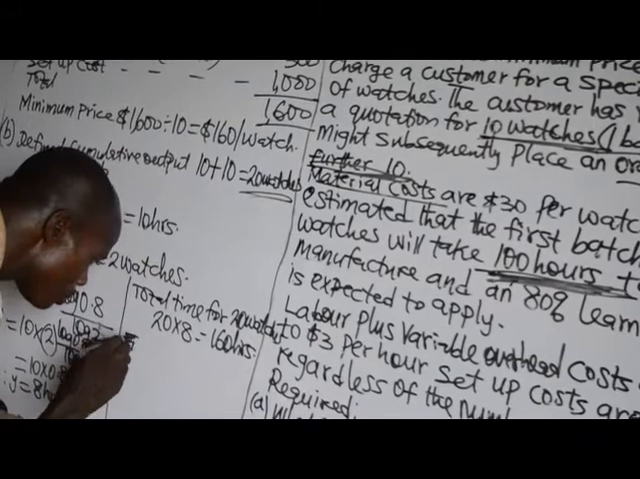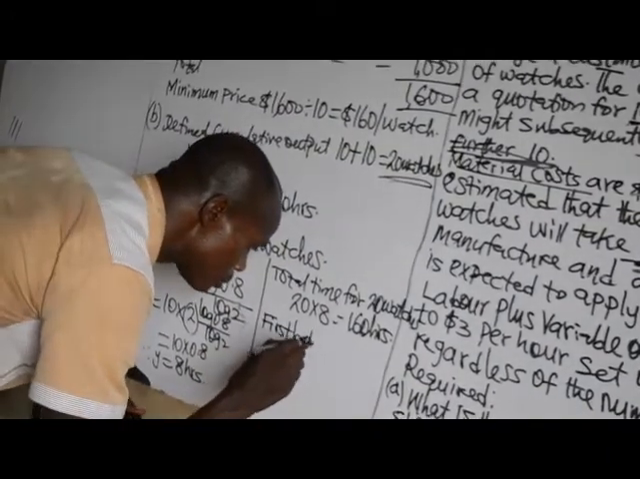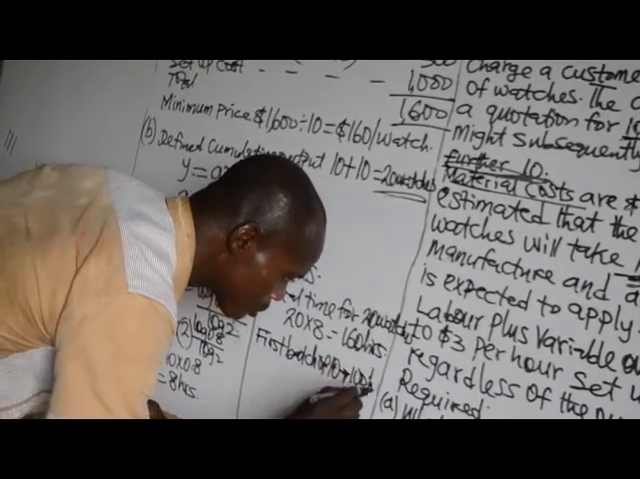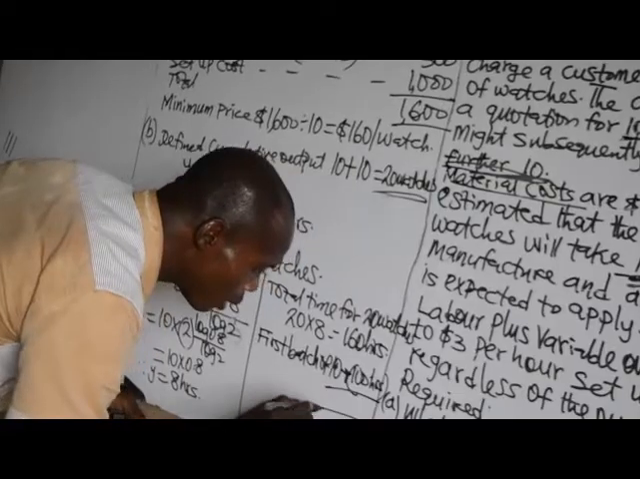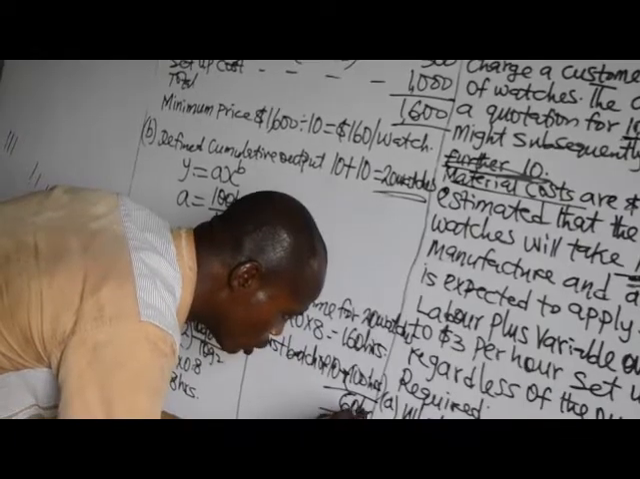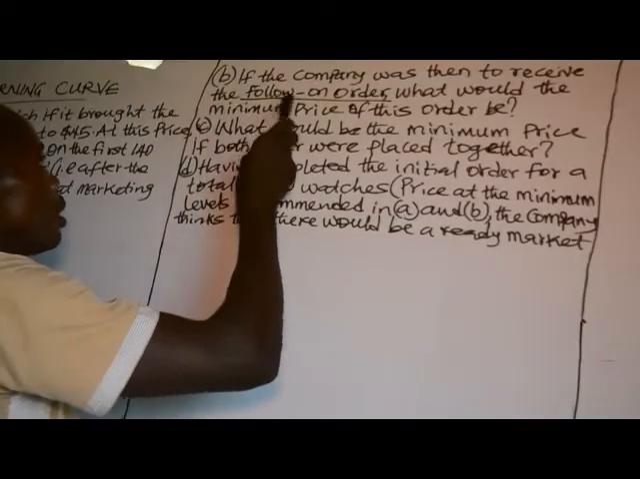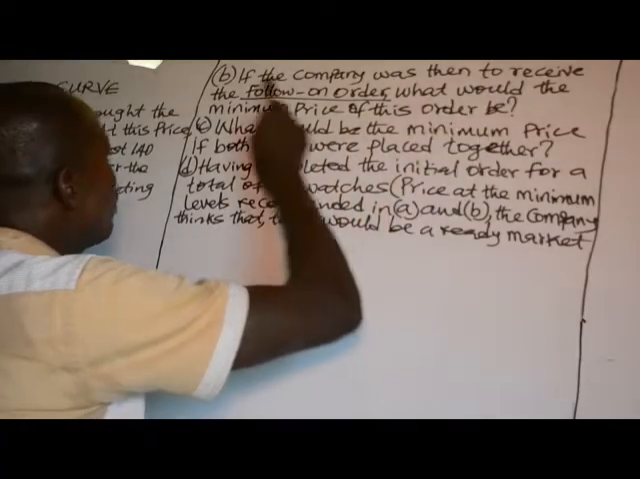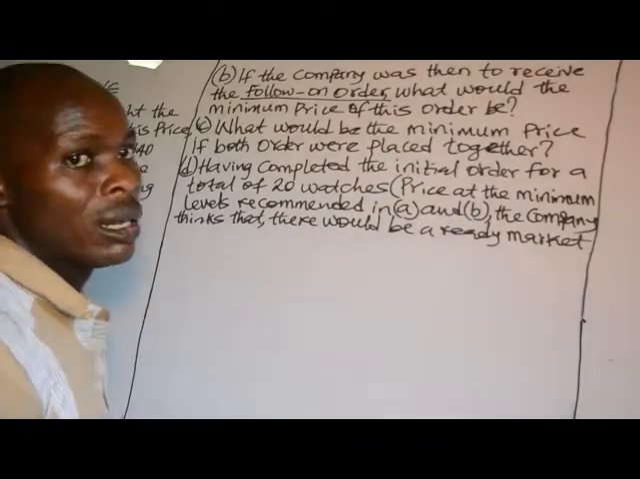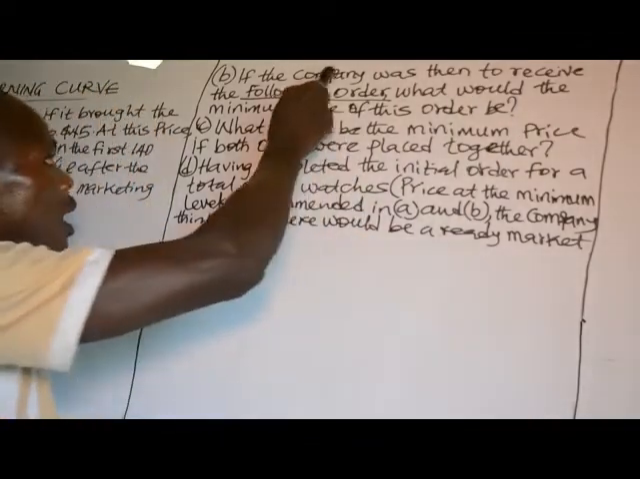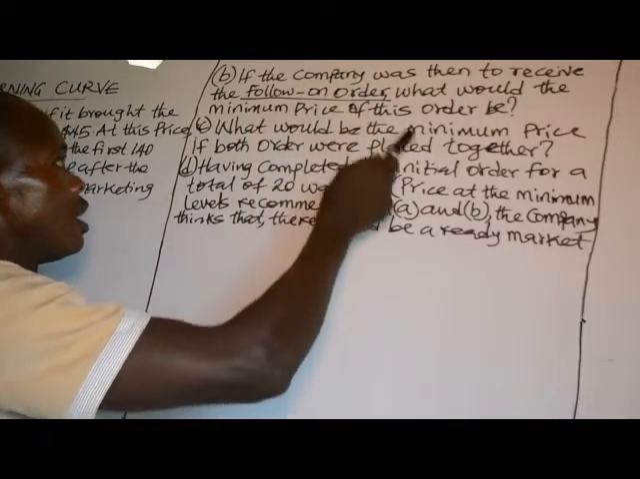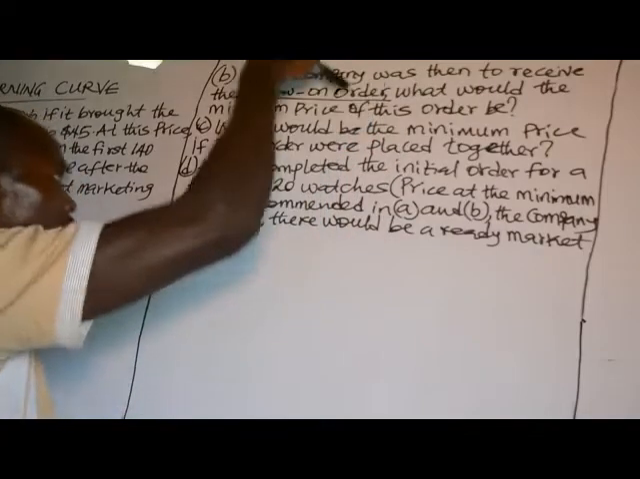First batch of 10 takes 100 hours. That means the follow-on order of 10 will take you 60 hours to produce. In the B aspect of the question, we were told that if the company was then to receive the follow-on order, what would the minimum price of this order be? Remember, the follow-on order is an order of a further 10 washes. The first batch was 10. The follow-on order will be another 10.